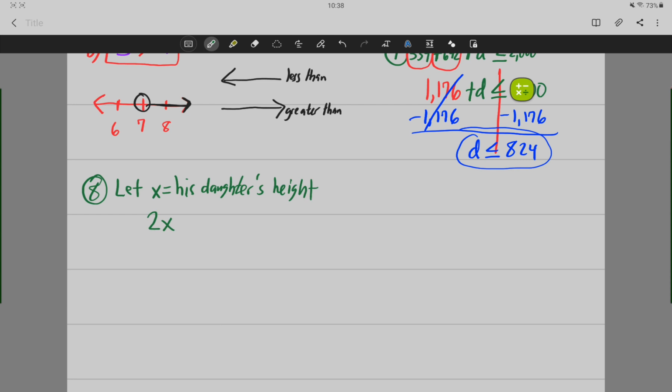Twice his daughter's height. So we're going to say let 2x plus 6 equal Mr. Wilson's height. Okay, now we have our let statements written, and now we can start to form our inequality.